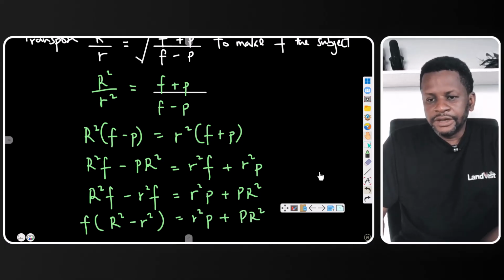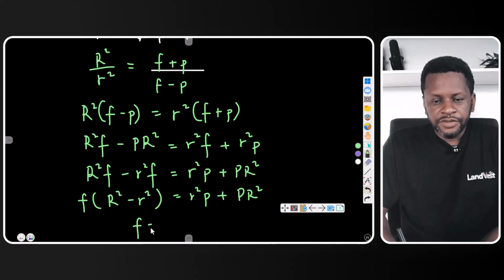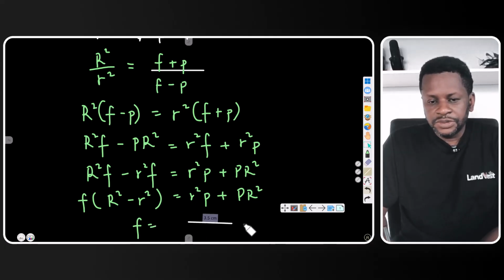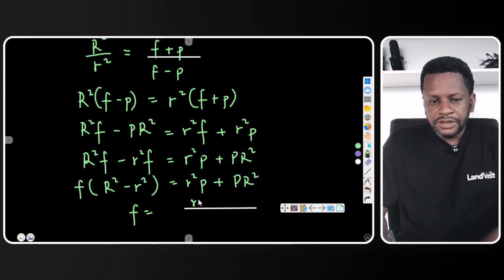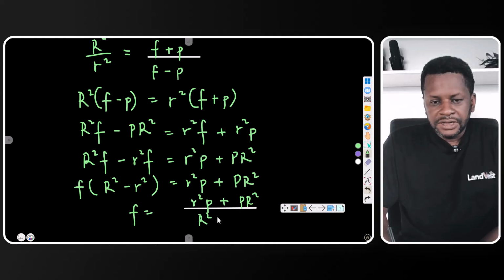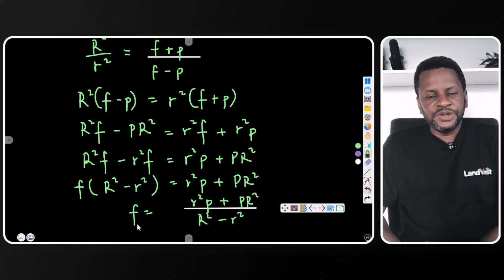And now to make f the subject, I will divide both sides by r squared minus r squared, capital and small letter. So f will now definitely have to be r squared p plus p r squared divided by r squared minus small r squared. Now, this is the way you make f the subject.